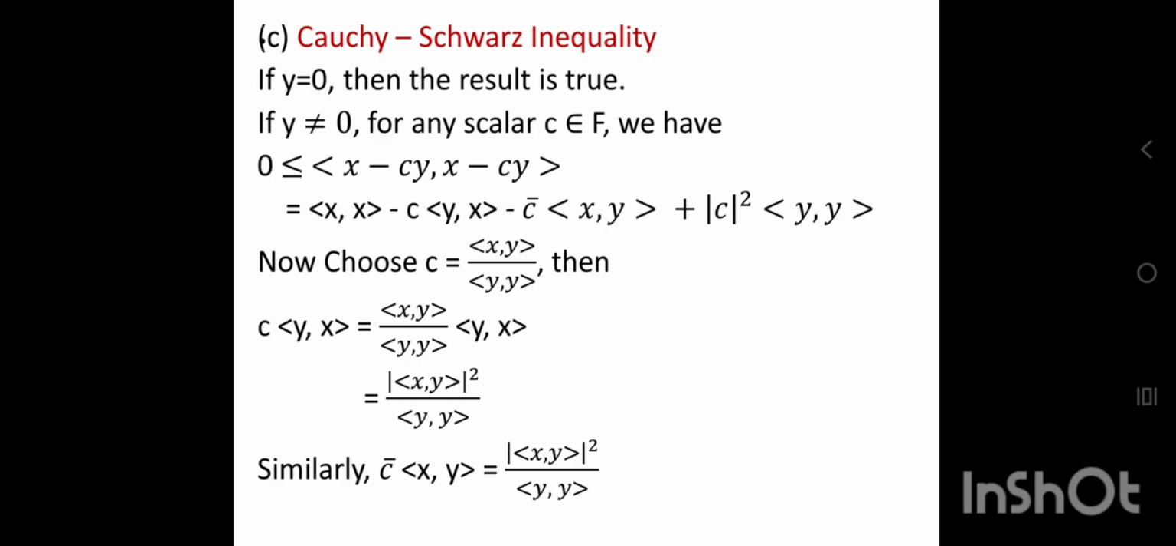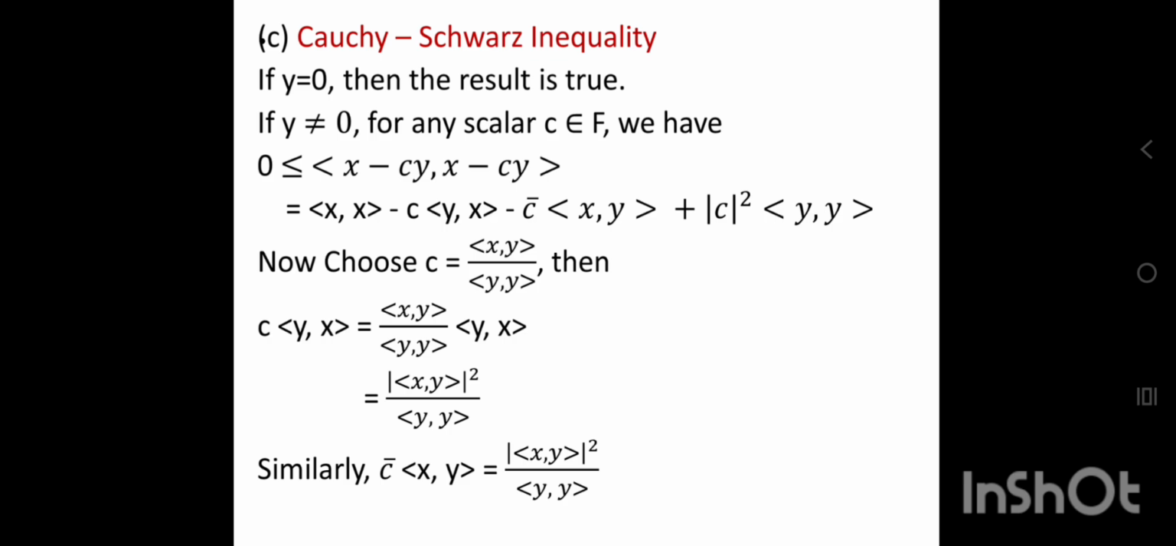If y not equal to 0, we have 0 less than or equal to inner product x minus cy comma x minus cy. So you have to multiply the terms and we get inner product x comma x minus c into inner product y comma x minus c bar into inner product x comma y plus modulus c squared into inner product y comma y. Choose c equal to inner product x comma y by inner product y comma y. Then you have to find the values of c into inner product y comma x, c bar into inner product x comma y, and modulus c squared into inner product y comma y. So all the terms you have to find out the value.